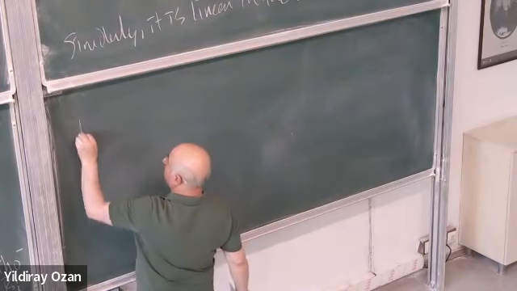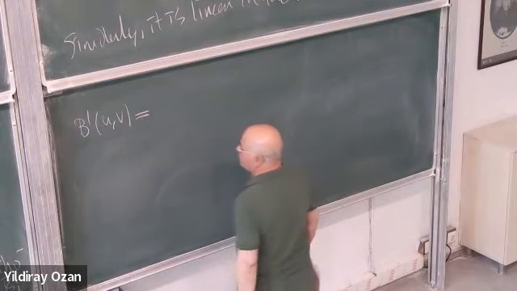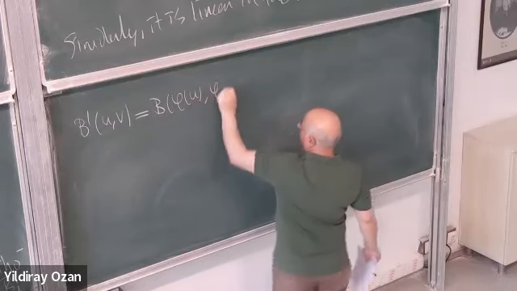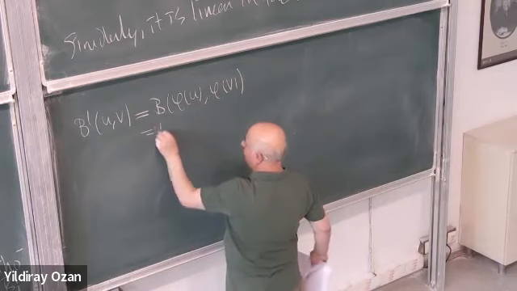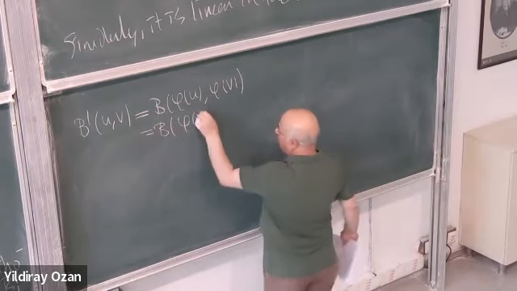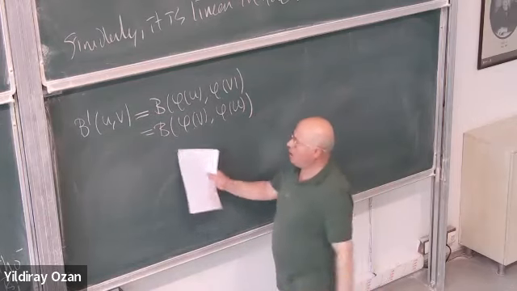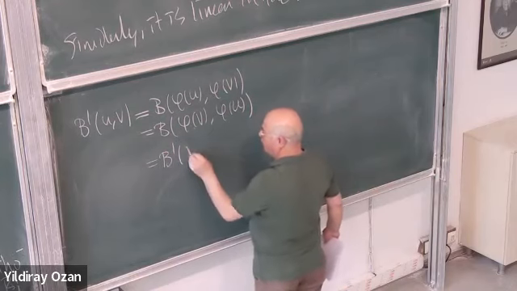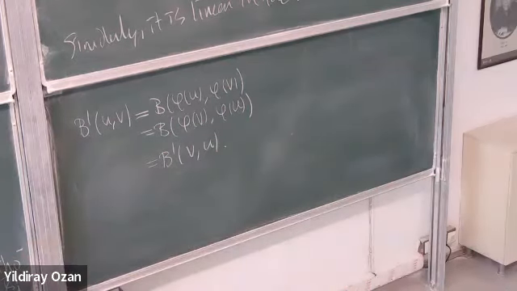It is symmetric because what is this? This is just B of phi u, phi v. But we know that B is symmetric, therefore I can write it this way. And then by definition again, this is just B prime of v, u. Therefore, B prime is symmetric.